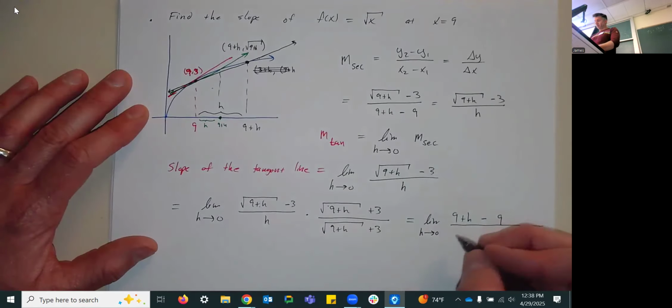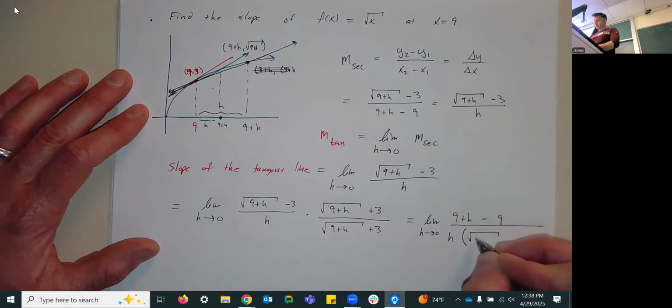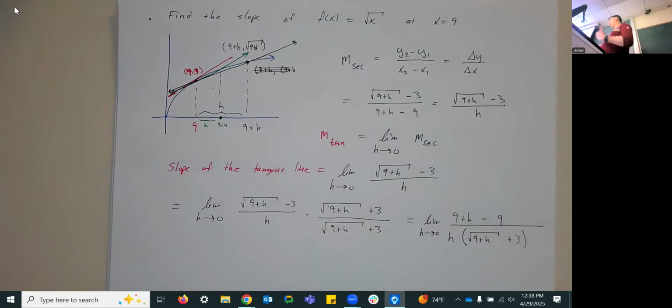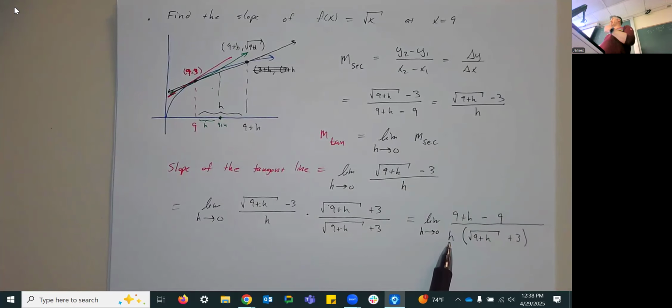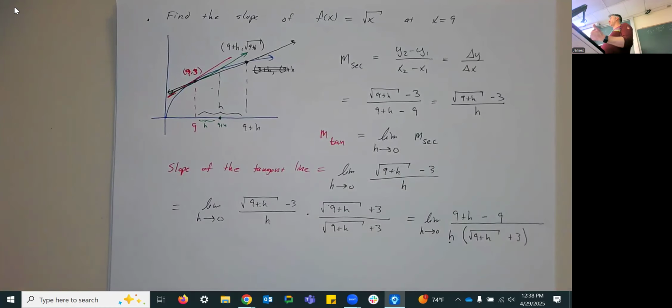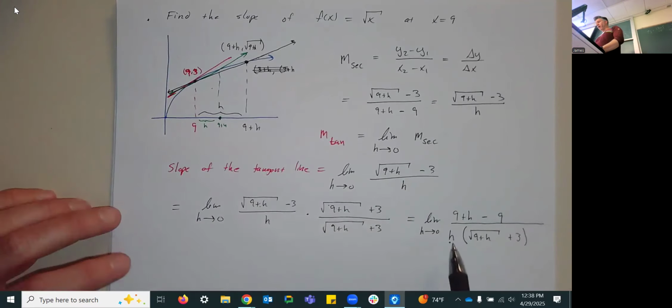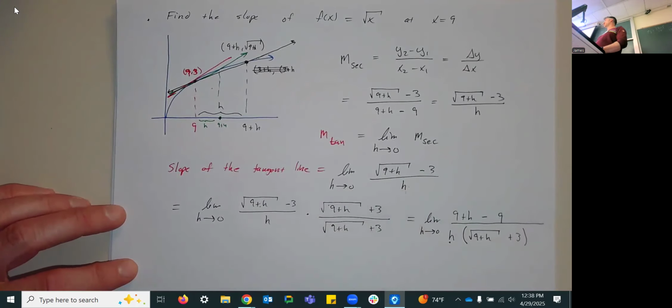In the denominator, we don't multiply anything. We just leave it as h times parentheses square root of 9 plus h plus 3. Why don't I multiply it out? Because I'm hoping that that first h in the denominator gets canceled out, because that's the thing that's making me divide by 0. So if that h can get canceled out, I'm in good shape. And that's almost always the case for these slopes of tangent lines. You're trying to get to a place where that original h in the denominator gets canceled.